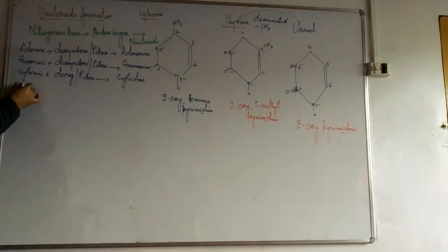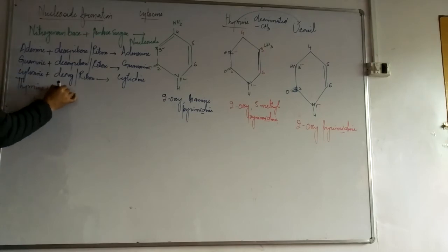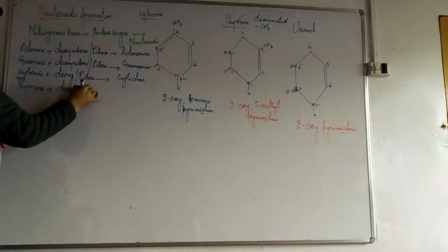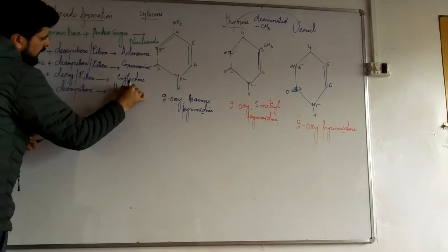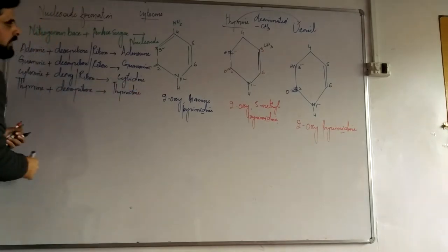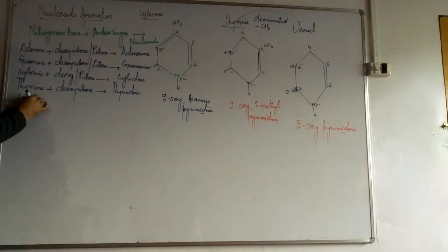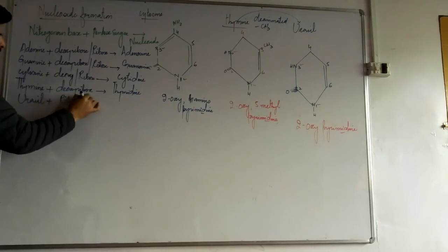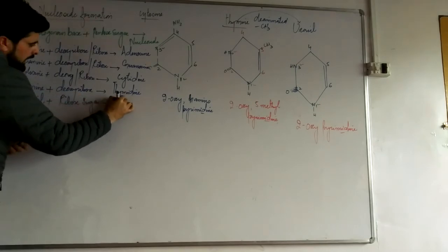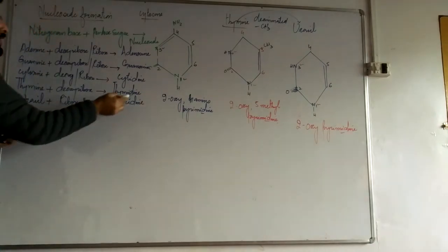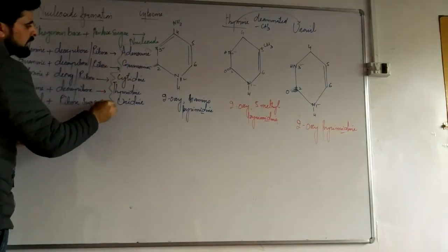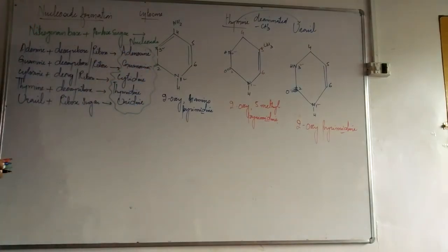Similarly, thymine is only present in DNA, so it will only combine with deoxyribose sugar, and it makes thymidine, and thymidine is our nucleoside. Similarly, uracil is present only in RNA, so we can have only the ribose sugar here, then we have uridine, and uridine is our nucleoside. So adenosine, guanosine, cytidine, thymidine, and uridine are known as the nucleosides.